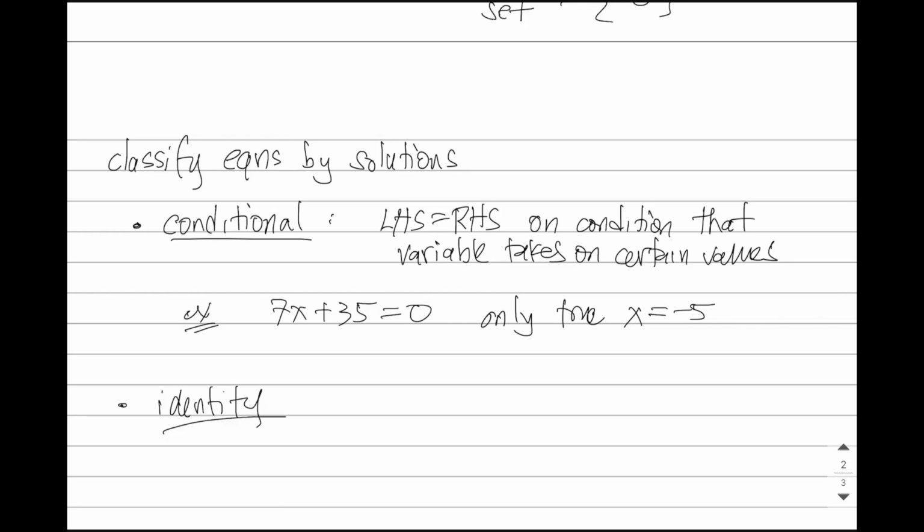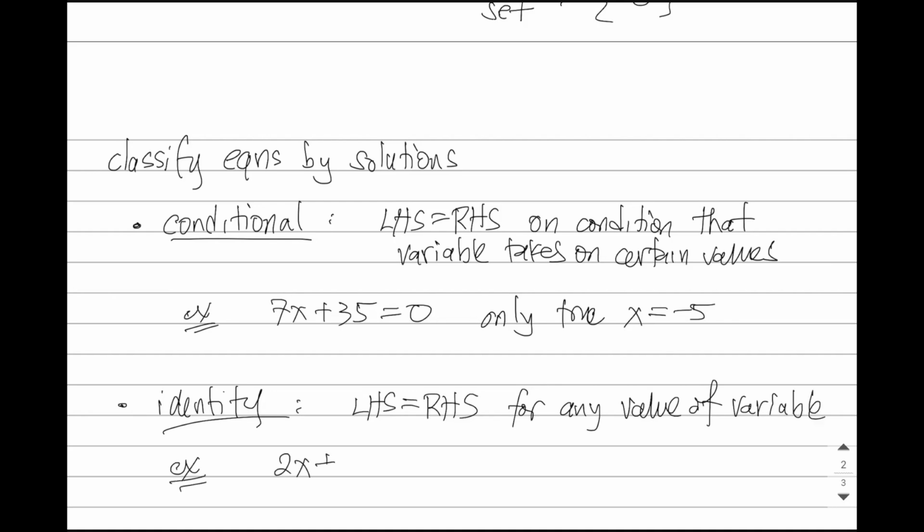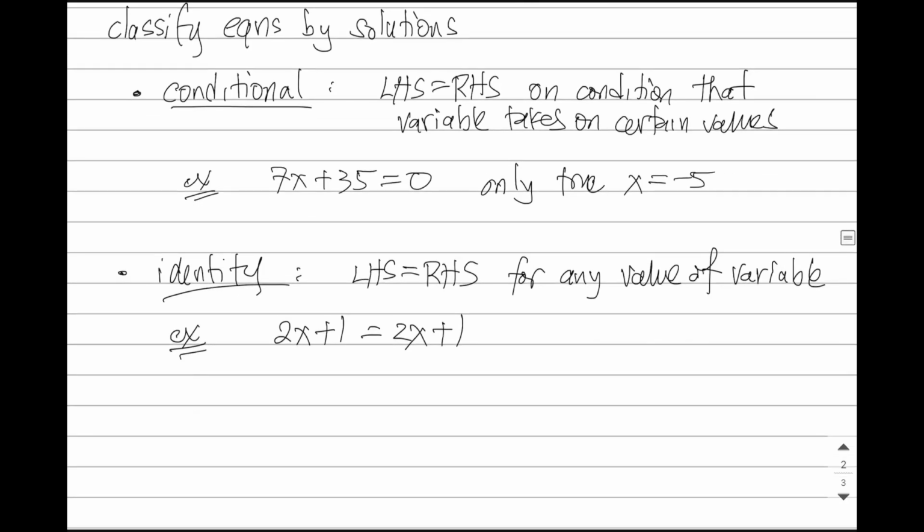There's another type of equation called an identity. This is where the left-hand side equals the right-hand side for any value of our variable. You say, well, how does that work? Here's a very simple example of a linear equation. x is our single variable. This equation can be written as 0 equals 0. The left-hand side of this equation will always equal the right-hand side for any value of x. Any one of these x could be solutions.